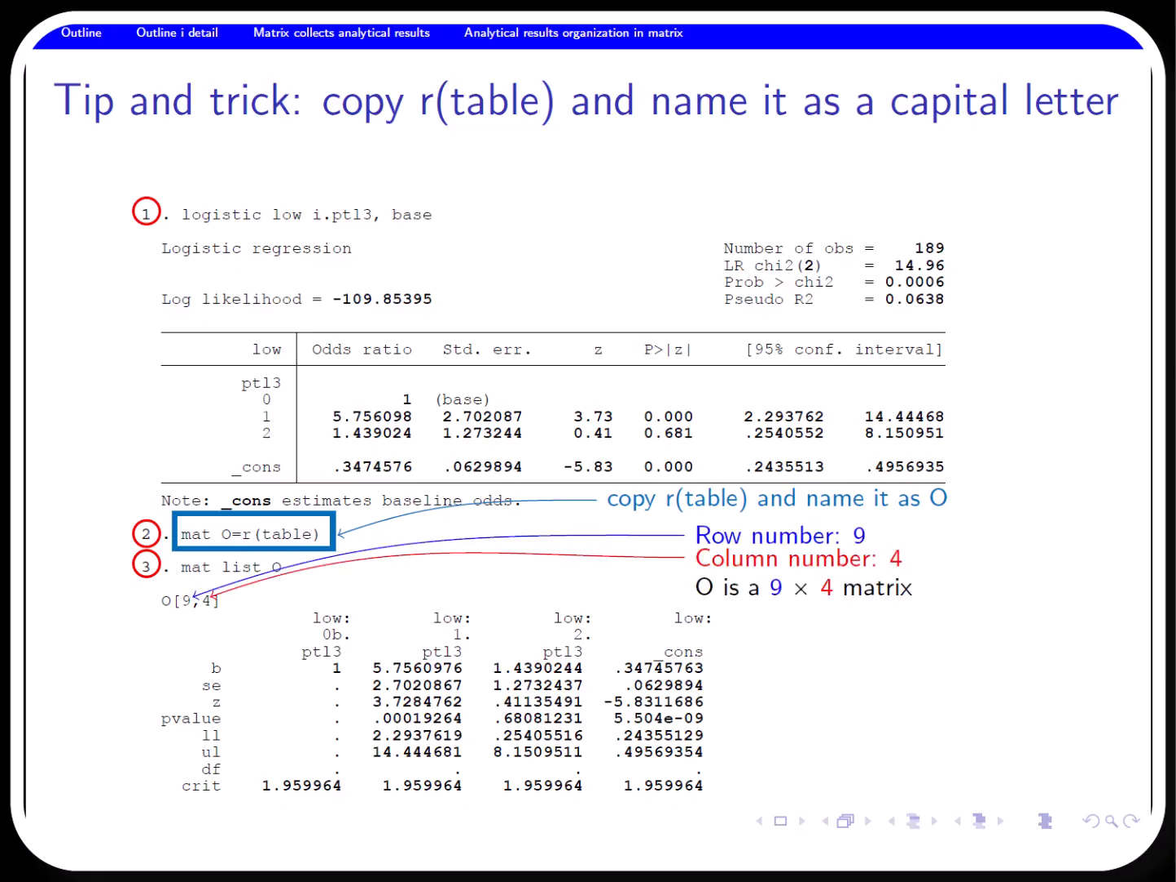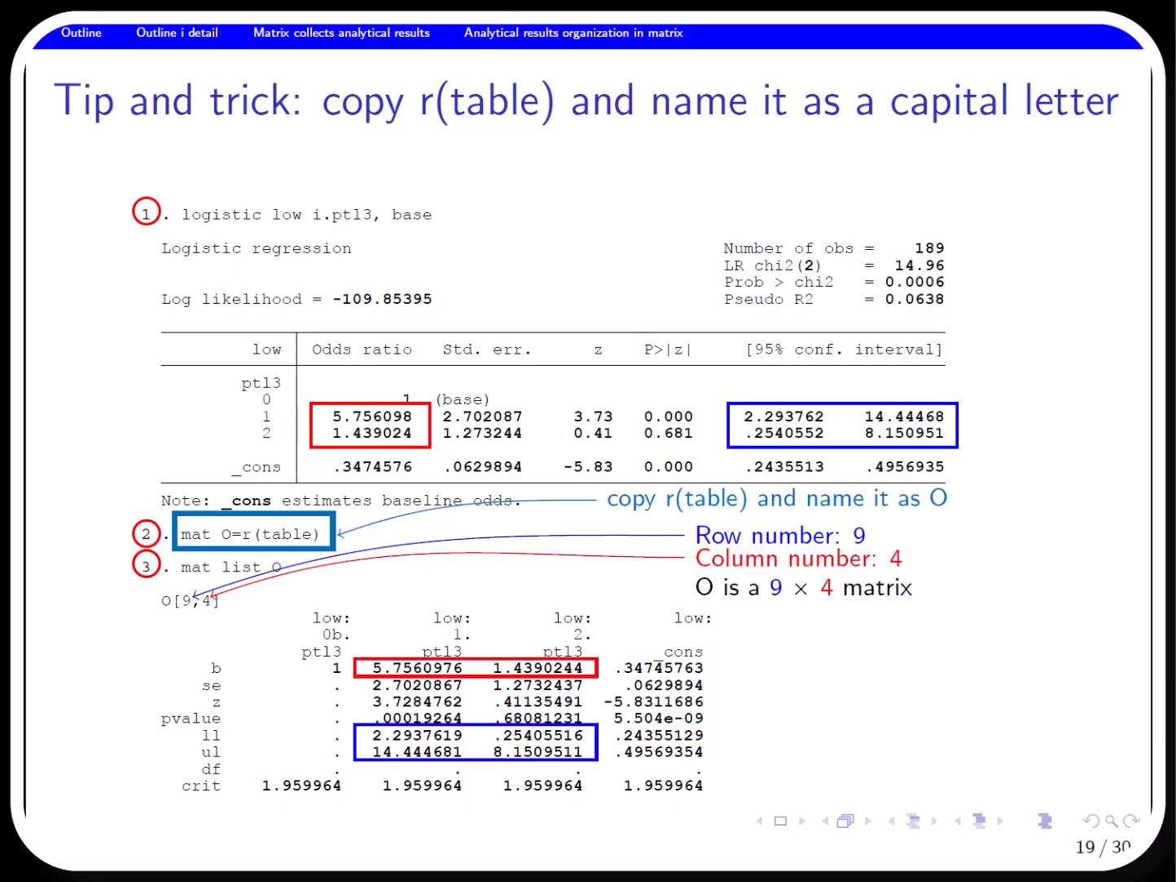As you can see, matrix O has 9 rows and 4 columns. Therefore, matrix O in this running example is a 9x4 matrix. Again, odds ratio are in the red box and the 95% interval are in the blue box.